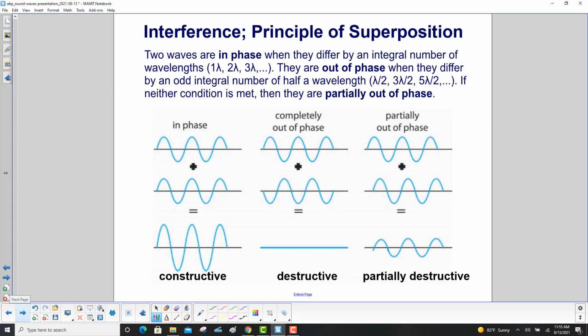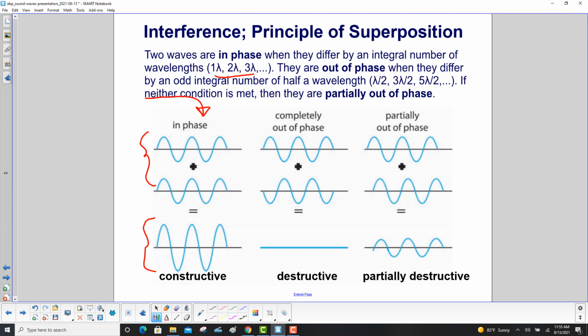Interference. This is a review from last unit. Two waves are in phase when they differ by an integral number of wavelengths, such as 1 lambda, 2 lambda, 3 lambda. And that's this column right here. And that's where you have constructive interference. When you add these two waves together, superposition, you get a bigger wave.